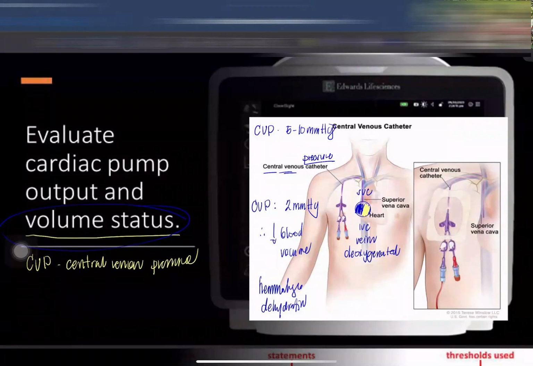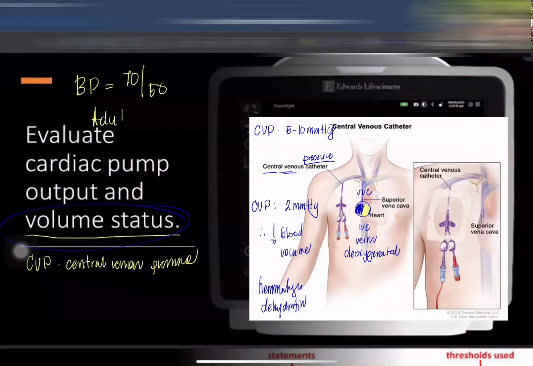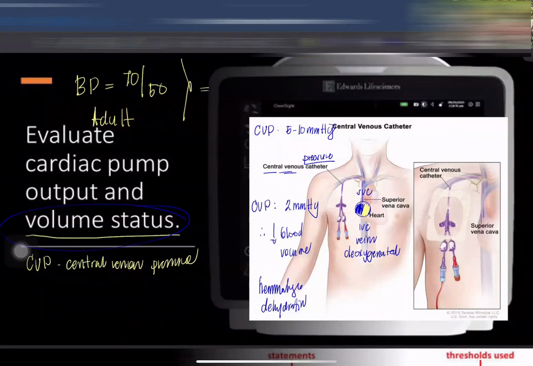Okay? Now, let's say, for example, if I would look at the BP of my patient, class, and the BP of my patient is 70/50. This is for an adult patient. Now, what can we say about the fluid status of the patient? What can we say about the fluid status of my patient? Sige na. Feeling nyo, increased or decreased?